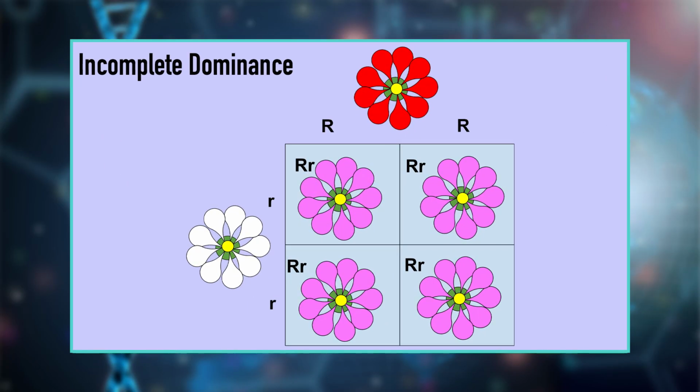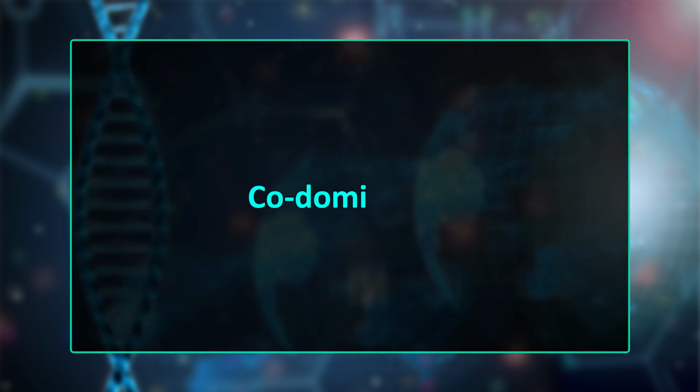For example, in the snapdragon plant, if a homozygous white flower is crossed with a homozygous red flower, a pink flower is obtained. Dear students, let's now discuss codominance.